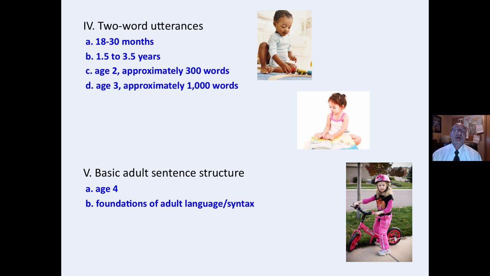At age 2, the child knows approximately 300 words. In 1 year, this more than triples. You think of the brain development and growth in that year, from 300 words to over 1,000. And by age 4, the basic adult sentence structure is in place. This is the foundation of adult language learning and syntax.